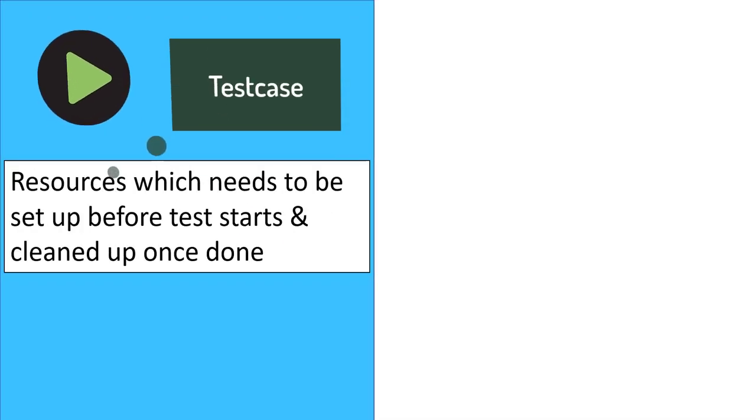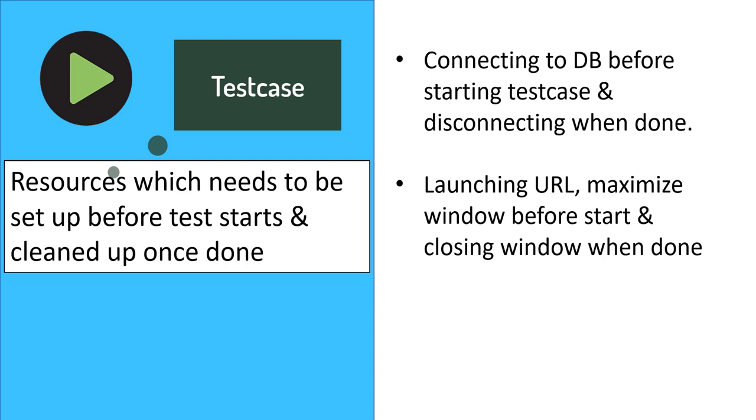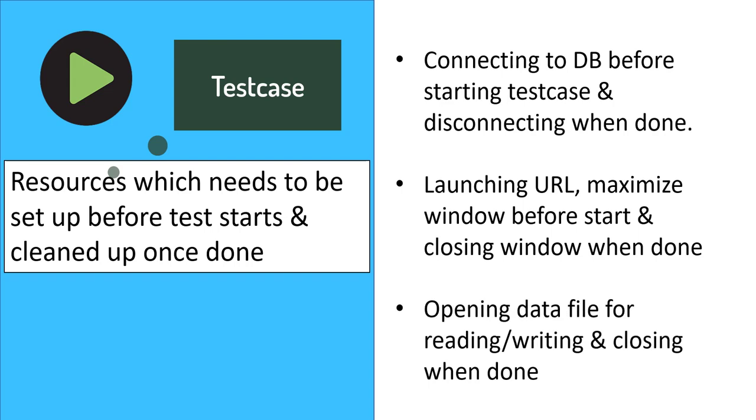So when we run any test case, we need to set up a resource. For example, we need to connect to a DB before starting a test case and disconnect when done, or we need to launch a URL and maximize the window before we start UI test cases, or maybe we need to open a data file for reading and writing and close it when done. So there can be many scenarios for setting up resources, where we generally need to connect with a data source or perform some action before we actually execute the test case.